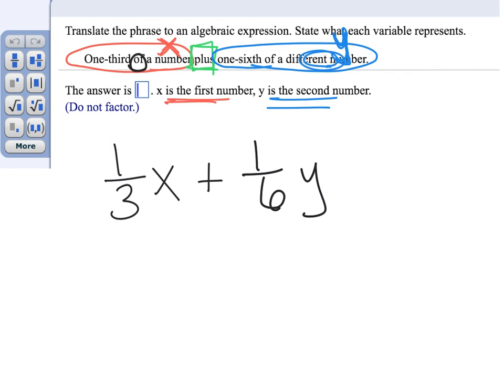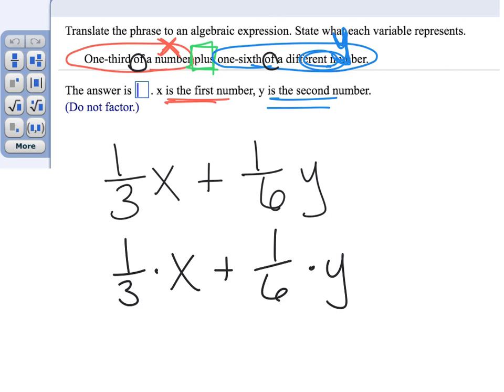So the word of usually means multiply, and it does mean multiply in this case. We don't need to put a times sign, because when you have a number next to a letter, that automatically means multiply. But if you really wanted to, you could say 1/3 times x plus 1/6 times y, and that would work as well.